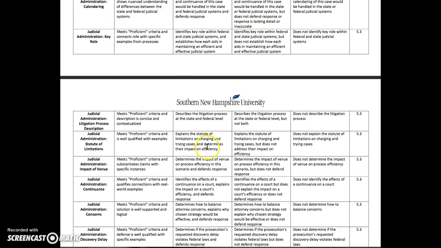Statute of limitations. Again, we talked about statute of limitations. I mentioned that in a recent video, and its impact on the judicial system. Part of the reason why we have statute of limitations is that the longer a case is stale, the less likely witnesses are going to be able to recall specific issues and events and that type of stuff.